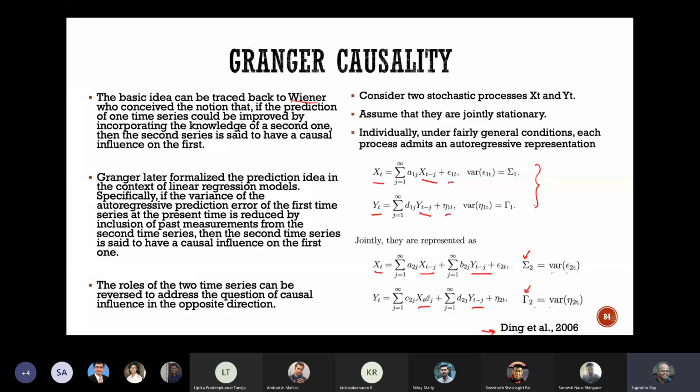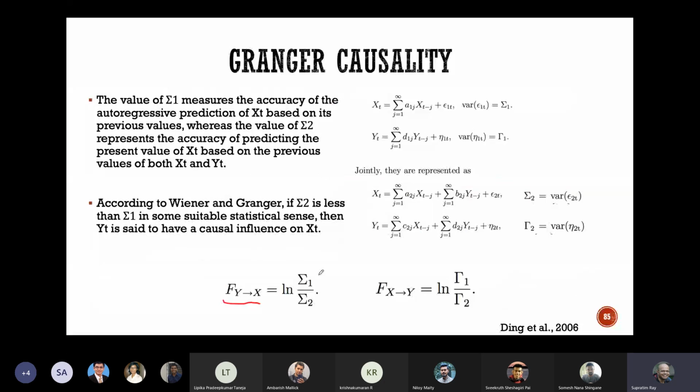If sigma 2 is less than sigma 1 in some suitable statistical sense, then y_t is said to have a causal influence on x. Okay, does this make sense? This is very intuitive. Are there any questions on this?